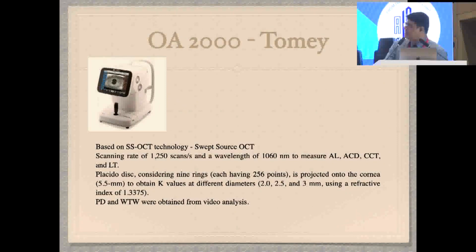Another biometer in the market is the OA2000 from Tomey. It's also based on swept source OCT. I'm personally using this for the last 8 years. It has a scanning rate of 1250 scans per second and uses a wavelength of 1060 nanometers. It gives all the readings: axial length, ACD, CCT and lens thickness. It also has a Placido disc where each ring has 256 points projected on the central 5.5 millimeters of the cornea, and we can obtain K values at different diameters: 2, 2.5 and 3 millimeters.